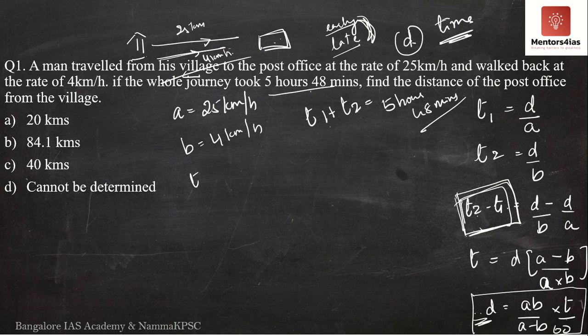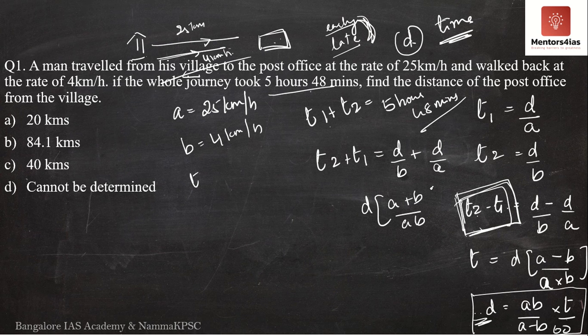So therefore, instead of doing T2 minus T1, I have to add T2 plus T1. So I get D by B plus D by A. I take D common. It is A plus B divided by B. Again, I'll take T2 plus T1 as T. Therefore, T is equal to D into A plus B divided by AB. Therefore, D is equal to AB divided by A plus B into T. If T is in minutes, I have to write 60. If T is not in minutes, I don't have to include 60.